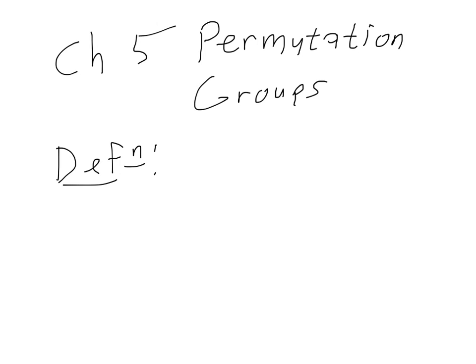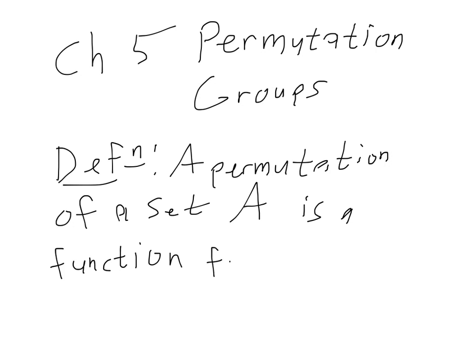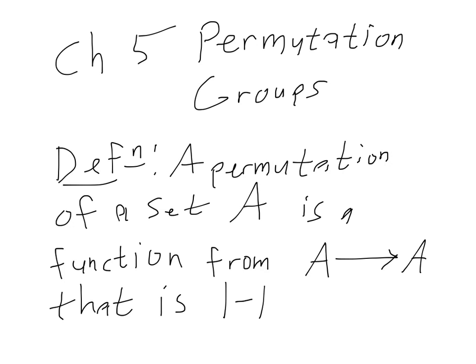Well, I'm glad you asked. A permutation of a set, say A, is a function from A to A that is both one-to-one and onto. So in order to talk about permutations, first we kind of have to have an underlying set in mind.